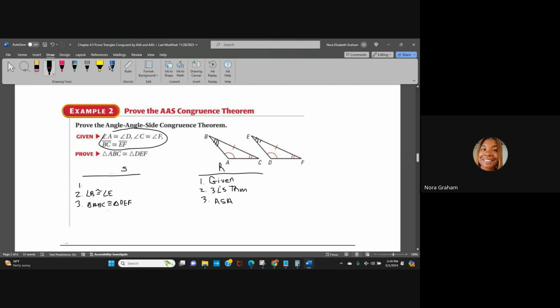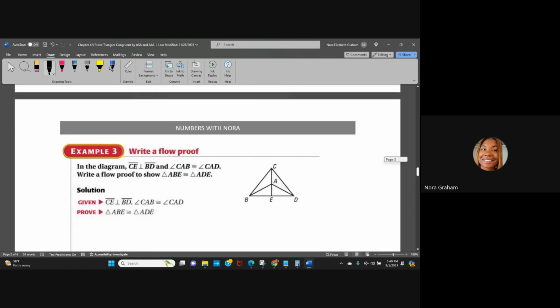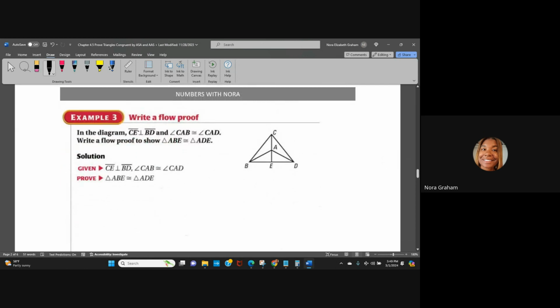For number 2. Let's look at number 3. We're not going to write a flow proof. We're just going to write a table proof, where we write our statements and then our reasons. All right, so let's go ahead and see what they want us to prove and what's given.